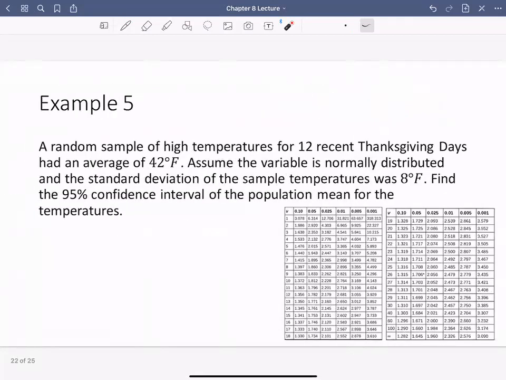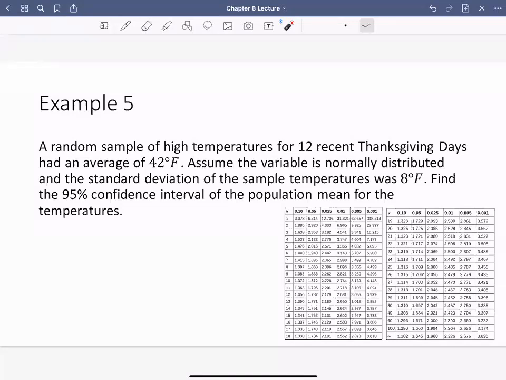All right, so example 5. Example 5 says a random sample of high temperatures for 12 recent Thanksgiving days had an average of 42 degrees Fahrenheit. Assume the variable is normally distributed and the standard deviation of the sample temperature was 8 degrees Fahrenheit. Find the 95% confidence interval of the population mean for the temperatures.